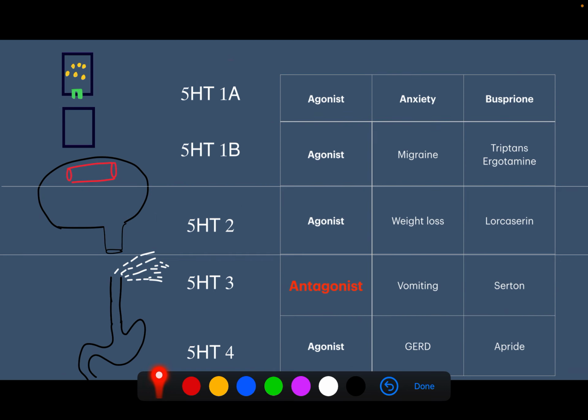Now let's summarize. These were the 5 receptors, right? 1A, 1B, 2, 3 and 4. We have agonists everywhere, but we have antagonists for 5-HT3. Why? Because we want to stop this vomiting. So they are given in the treatment of vomiting, right? The 1A agonist was given in anxiety, 1B was for migraine, 2 was for weight loss, which was over here, right? Which is the antipsychotics' one drug, and 4 is given for GERD.